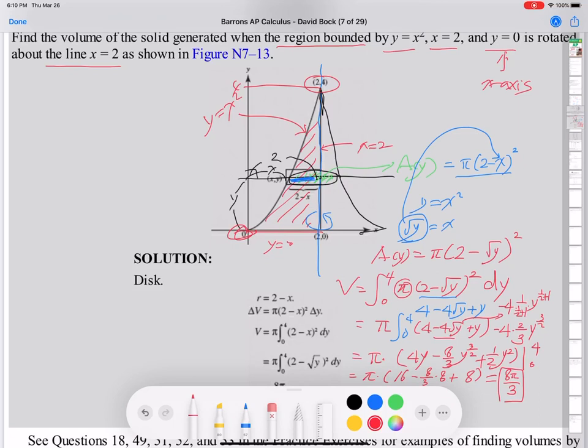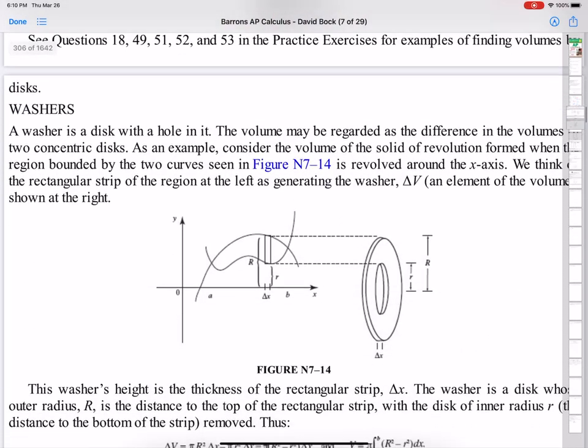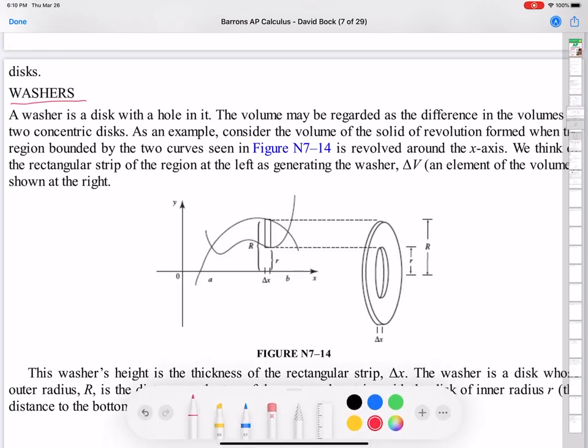That's the volume. We call this the disk method. That cross-section is always a circle. Okay, next part is the washer method. If there are two function graphs, y equals f(x) and y equals g(x), then the boundary region of these two functions is this.